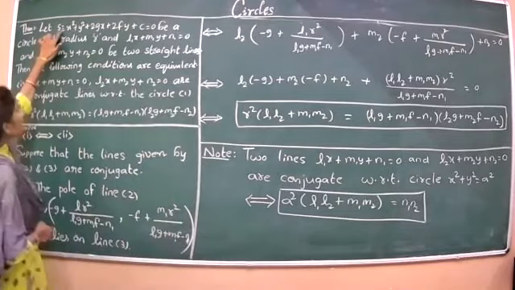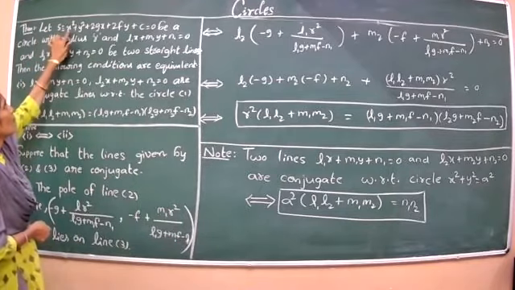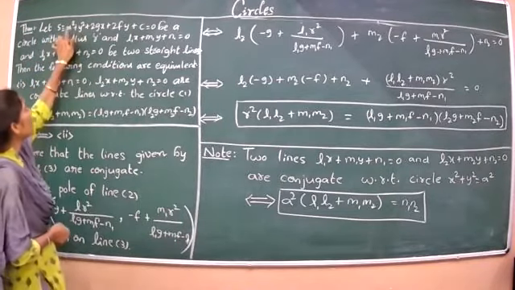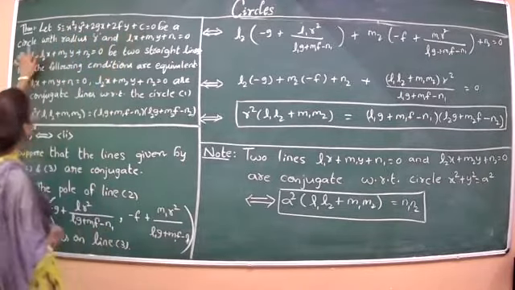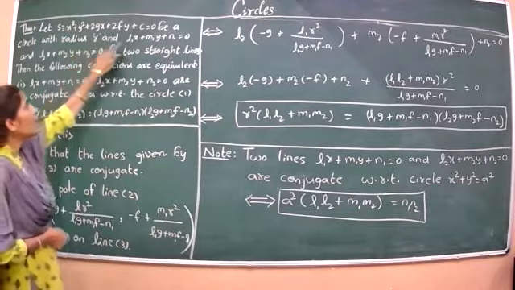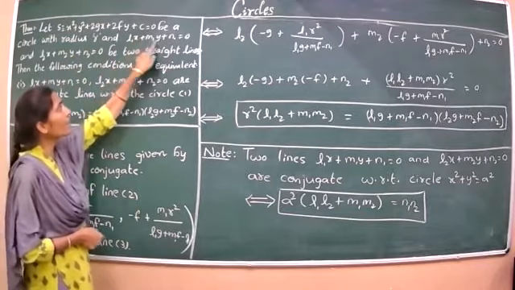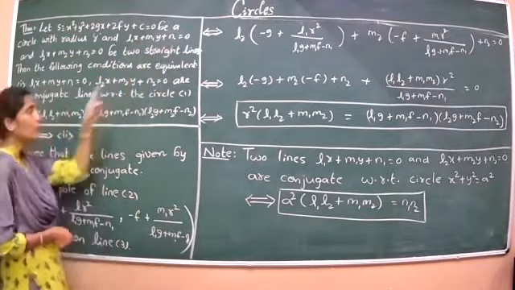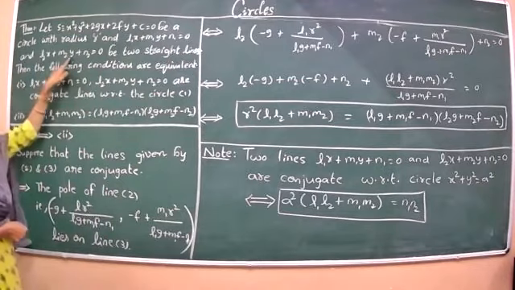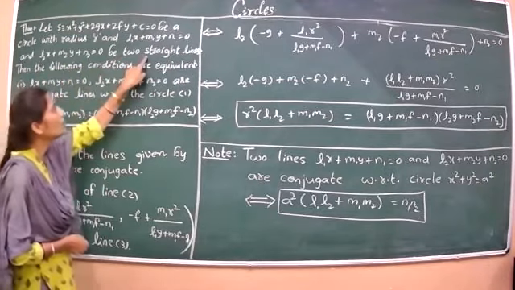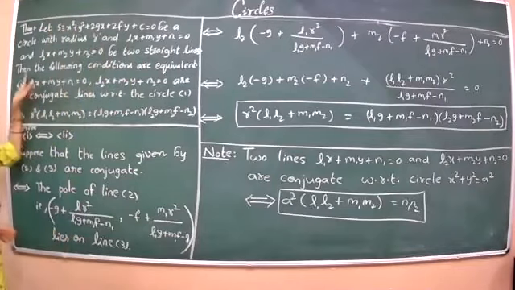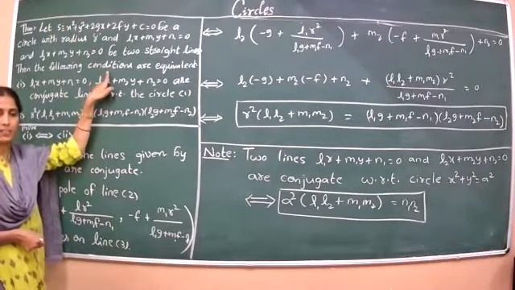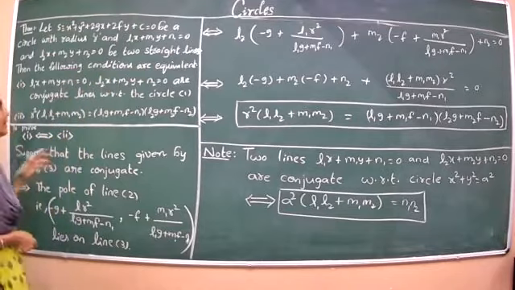Children, let S = 0, in general form x² + y² + 2gx + 2fy + c = 0, be a circle with radius r, and let L1x + M1y + N1 = 0 and L2x + M2y + N2 = 0 be two straight lines. We have a circle and then we have two straight lines. Then the following conditions are equivalent. What are the equivalent conditions?